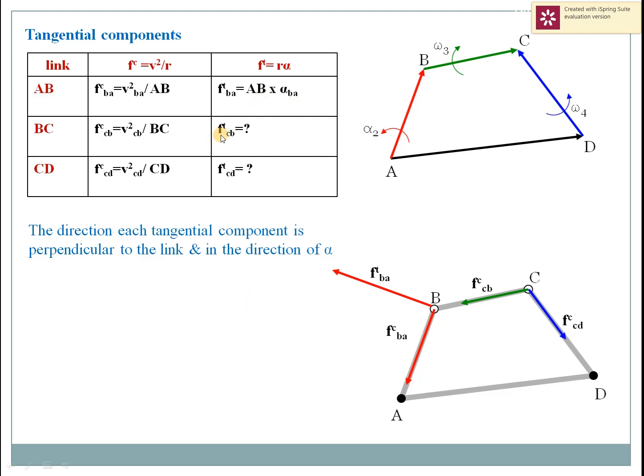Now for link BC, FTCB is unknown in magnitude, but we know that the direction of FTCB should be perpendicular to link BC. So FTCB is perpendicular to link BC. Similarly for link CD, FTCD must be perpendicular to link CD. Now once we have determined the magnitudes and directions of all the vectors, we will construct the acceleration polygon using these vectors.